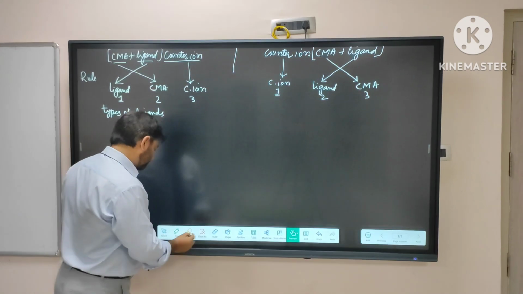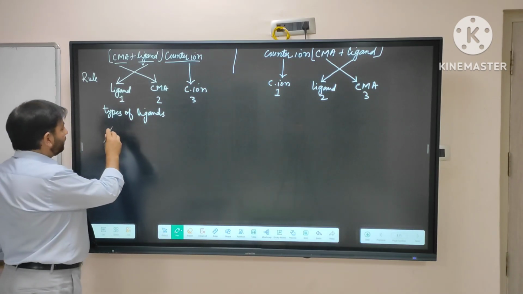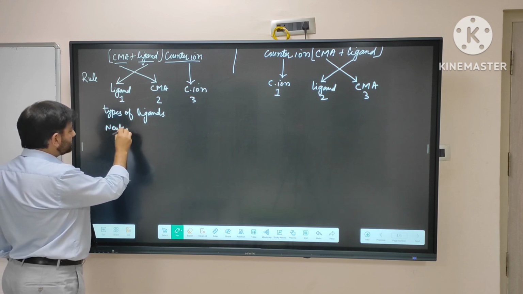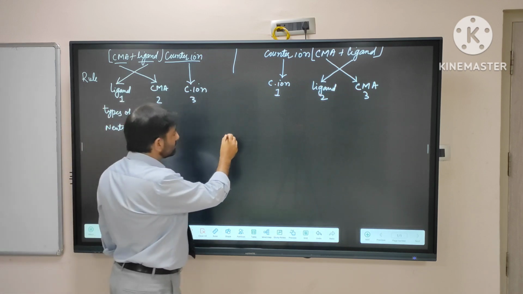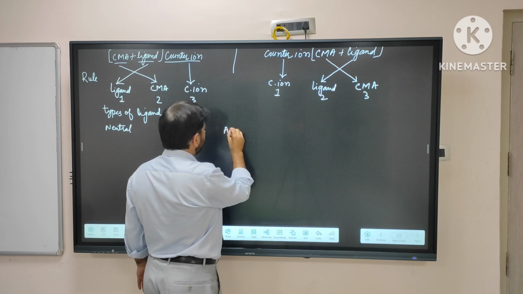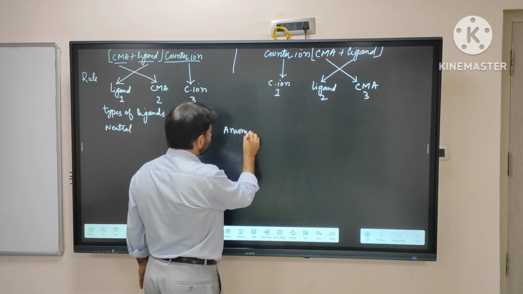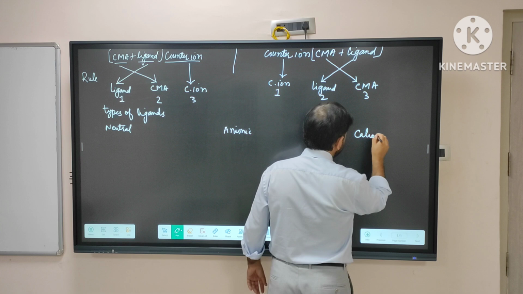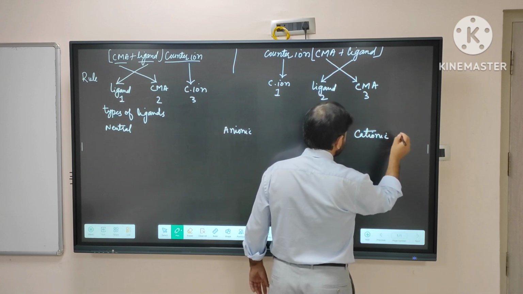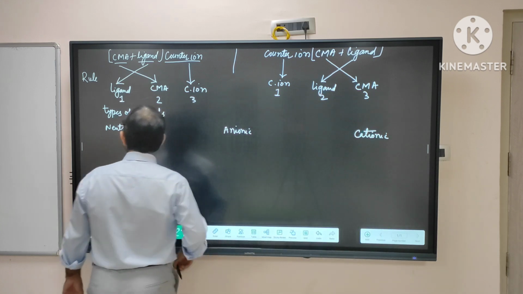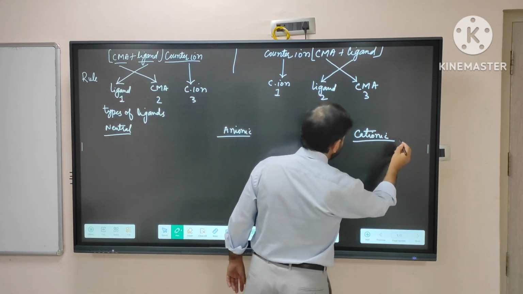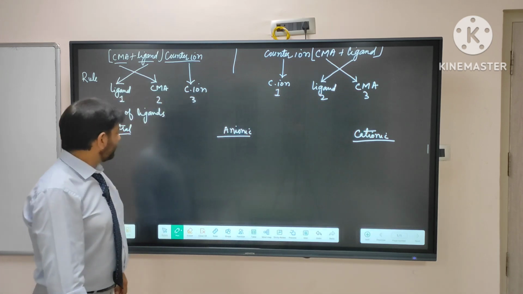Now look, we have three types of ligands: neutral, then anionic, which carries a negative charge, then cationic, which carries a positive charge. So these are the three types of ligands: neutral, anionic, and cationic.